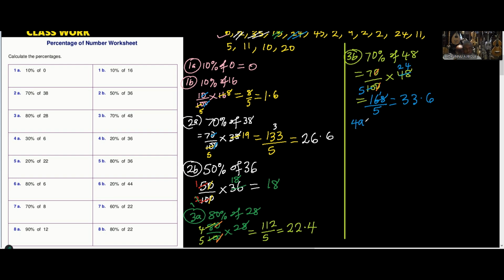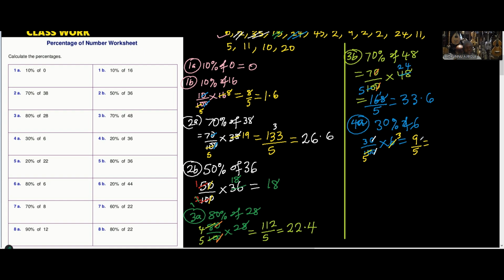Then number 4A. I have 30%. I'm finding 30% of 6. So that is 30 over 100 times 6. I can cancel the zeros first. 10 cancels 10. Then 6 and 10 are divisible by 2. So here I have 5, here I have 3 when I divide by 2. So I have 3 times 3 divided by 5. 3 times 3 is 9 divided by 5.